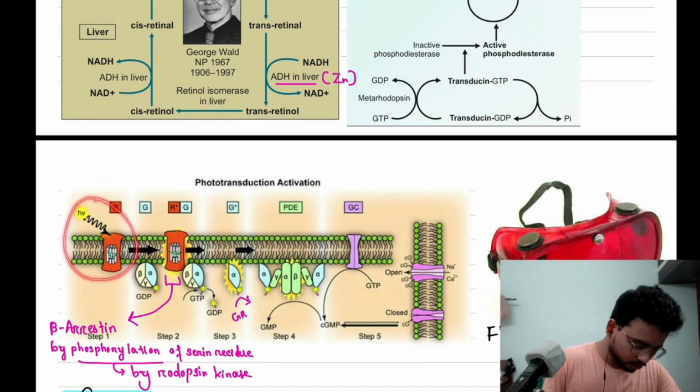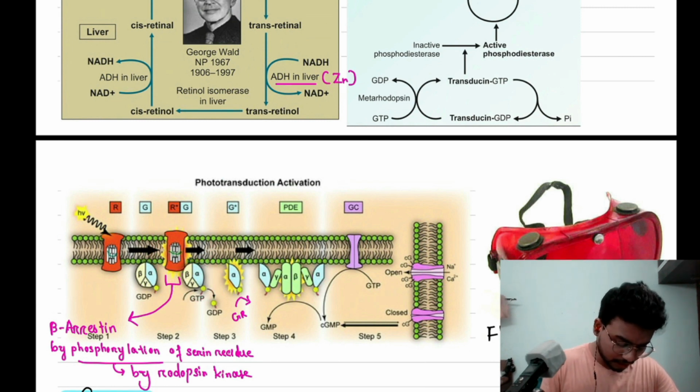The light strikes the rhodopsin. The rhodopsin gets activated. It is the transduction. The transducin has alpha, beta, gamma subunits. Only the alpha subunit binds to phosphodiesterase, and phosphodiesterase converts cGMP to GMP. The work of cGMP is to open the sodium channel. When the cGMP level is lowered, it is closed. So it causes hyperpolarization and in turn action potential generation.